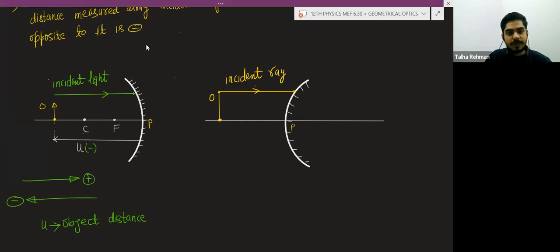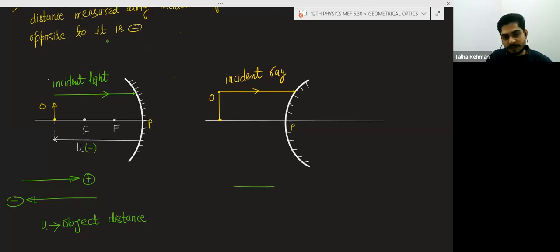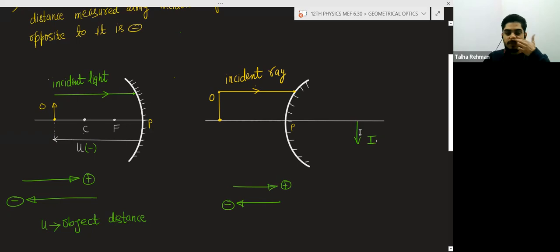Again, this direction of measuring distance you will take positive, because the direction of the incident ray is taken as positive for measuring distance, and when you measure the distance in the opposite direction you will take it negative. Suppose of this object, here the image is formed. This is the image of this object. This is the object and this is the image.